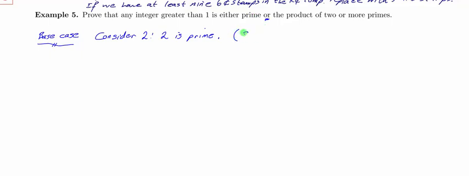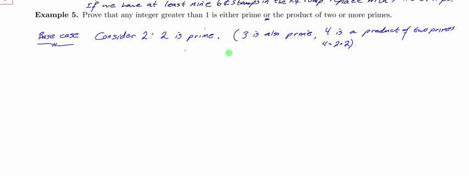We don't need these, but 3 is also prime. 4 is a product of 2 primes. Those 2 primes being 2 and 2. Didn't say that they had to be unique primes there. But in this example, we actually don't need multiple base cases. And so there are definitely times when you're doing strong induction where you don't need the multiple base cases, even though it's more common to run into that situation here.